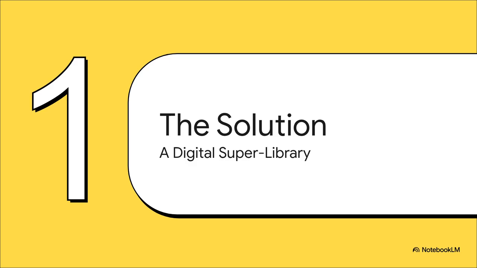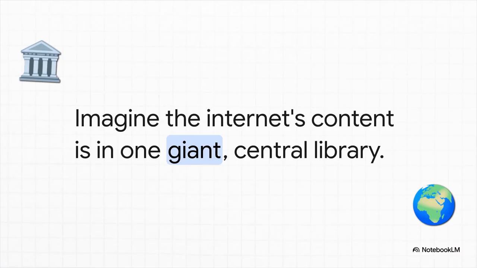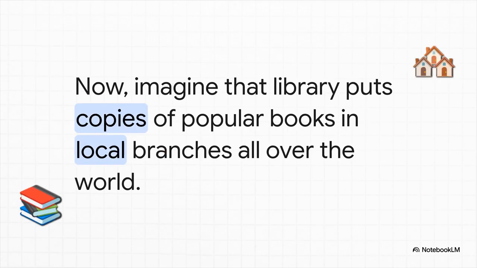Okay, let's try an analogy. I want you to imagine that all the content on the entire internet lived in one gigantic digital super library. Now, in the early days of the web, this is pretty much how things worked. If you wanted a specific thing, a website, an image, a video, you had to send your request all the way to this one central library, no matter where you were. You could be across the street or across the planet. Pretty inefficient, right?